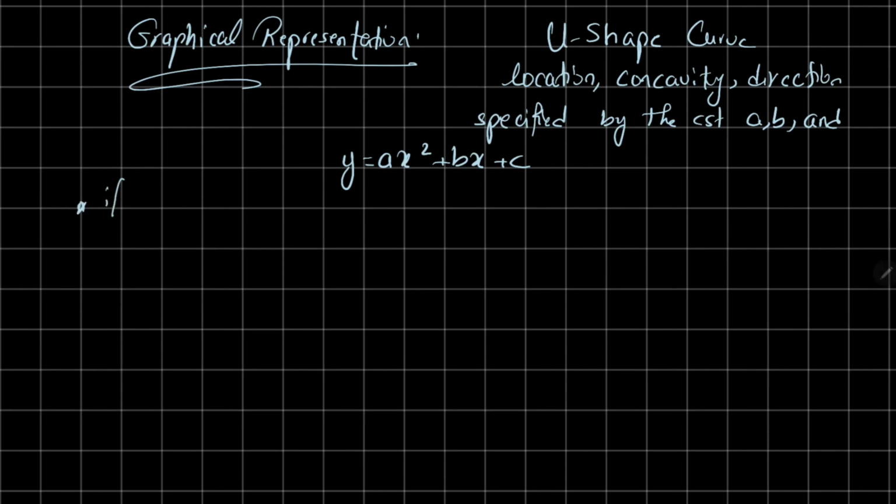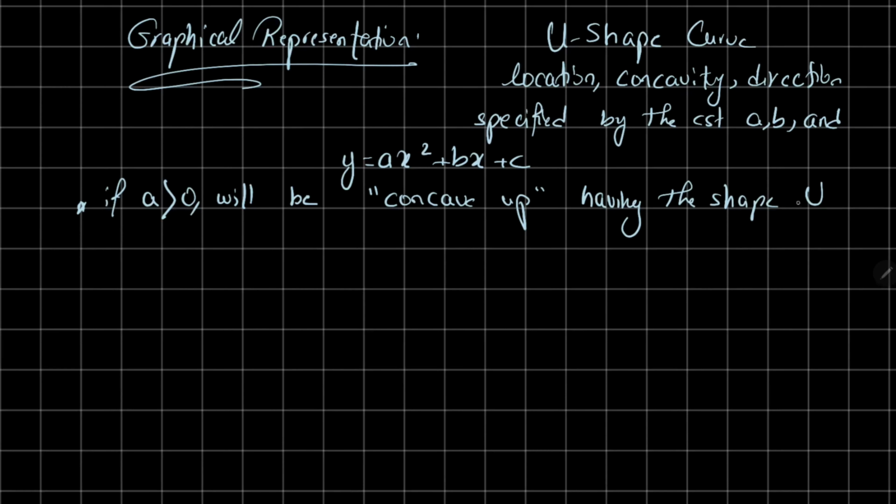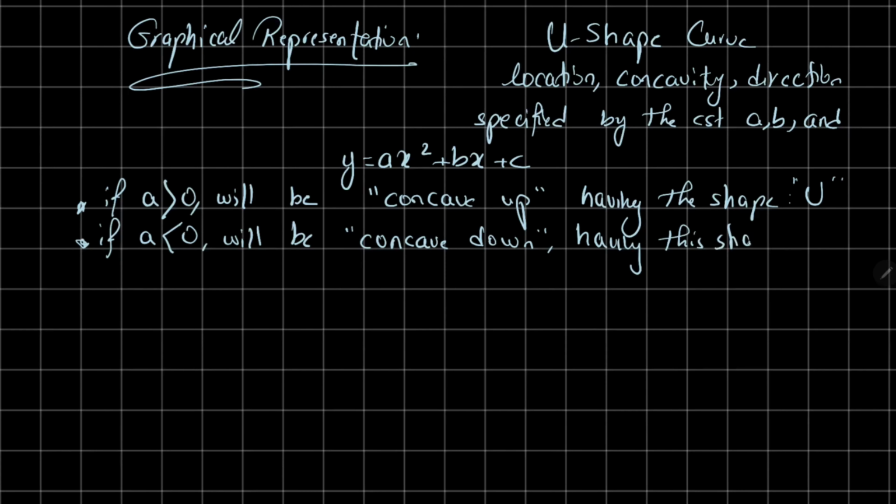Now, if a is greater than 0, then the parabolic function will be a concave up function or concave up curve having the shape of U, like this. While if a is less than 0 or negative, then the function or the curve will be concave down, having this shape.